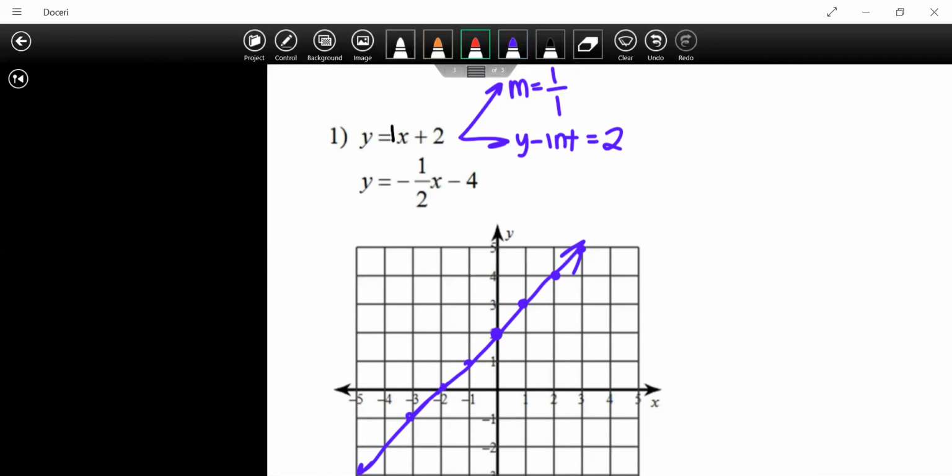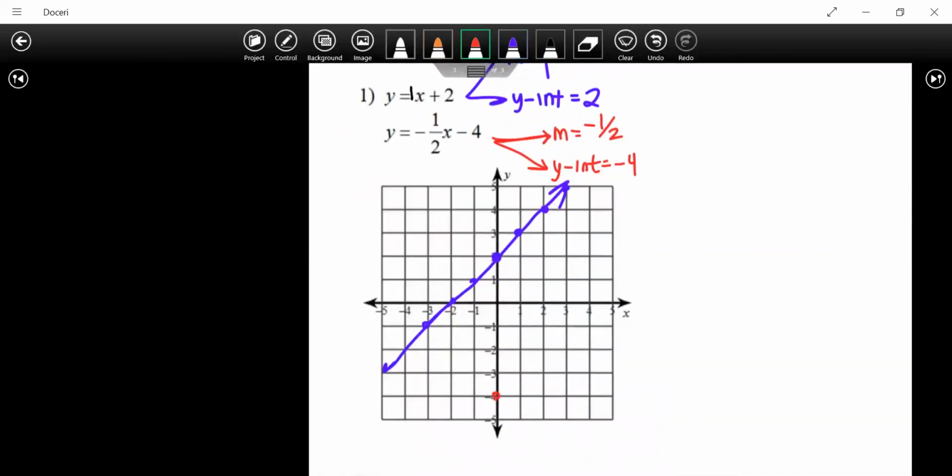The next pair we have, what is my slope? Negative 1 over 2. What is my y-intercept? Negative 4. We're going to go down 4. Then we go down 1 over 2. I can go back 2 over 1. Gives me that intersection there.